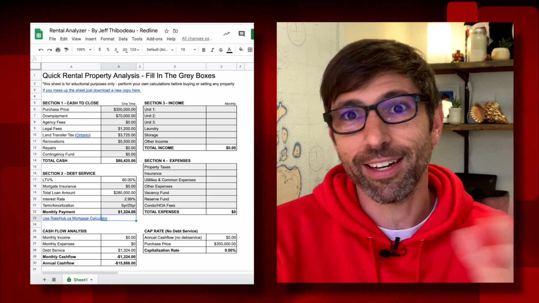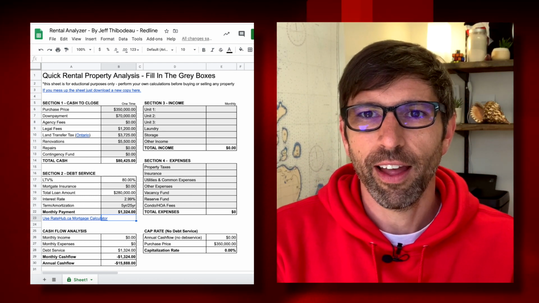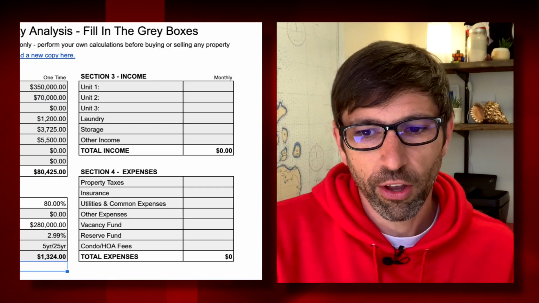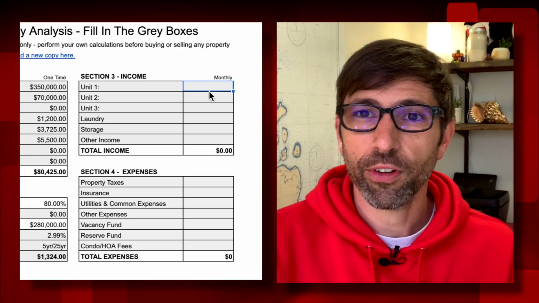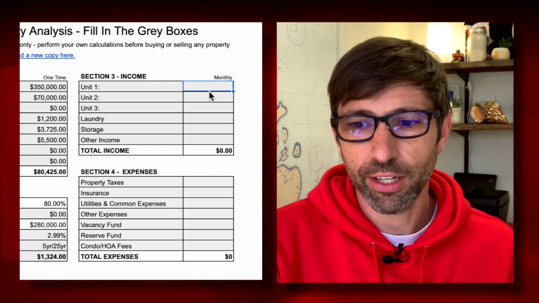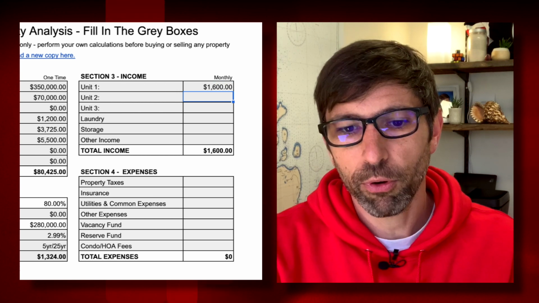And really we're looking at different numbers now. Now we have to look at the income and the expenses that this property generates. So on the rental income, let's say that we're buying this house, a similar one we've done recently here in Brantford, that we were able to get $1,600 for the main upper unit.